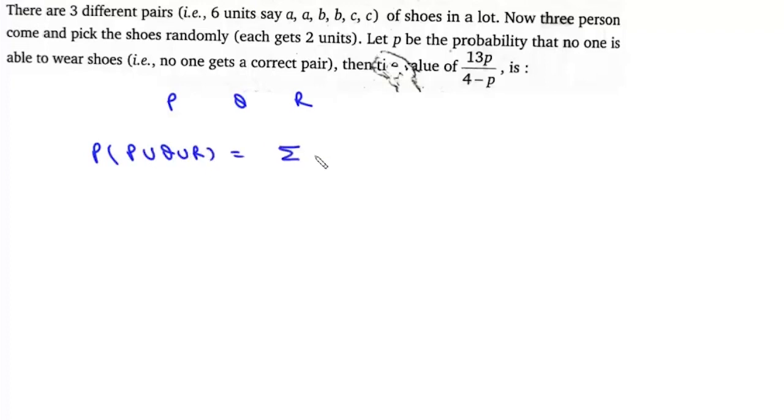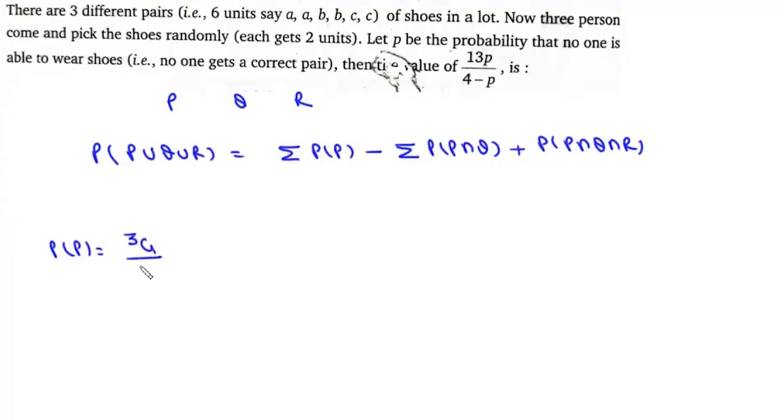So now this is the summation of the probability that one of them gets it, minus the probability that 2 of them get a matching pair, and plus the probability that all of them get the matching pair. Now the probability that P gets a matching pair is 3C1 divided by 6C2. Now this is 3 and this is 3 into 5. So it will be 1 by 5, and will be same for Q and R. So this will be simply 3 by 5.